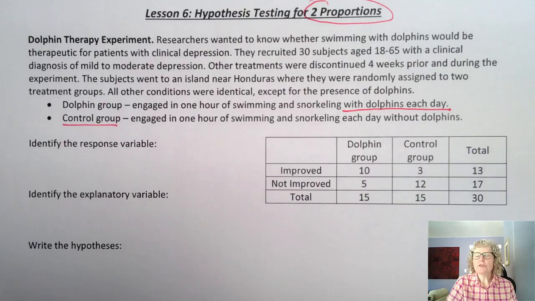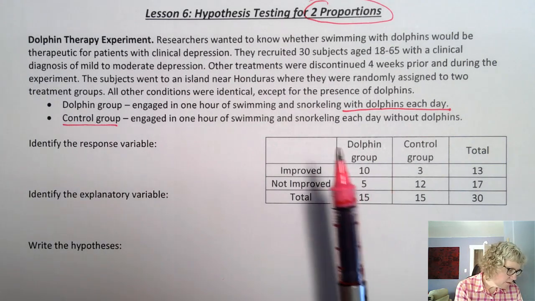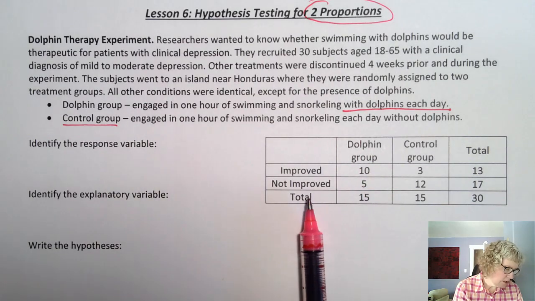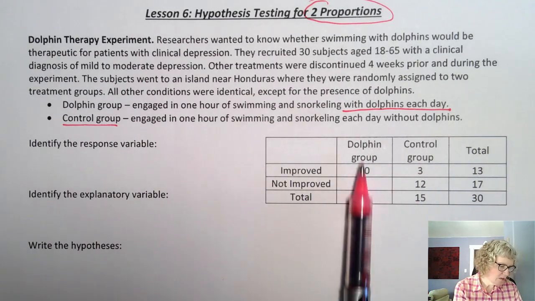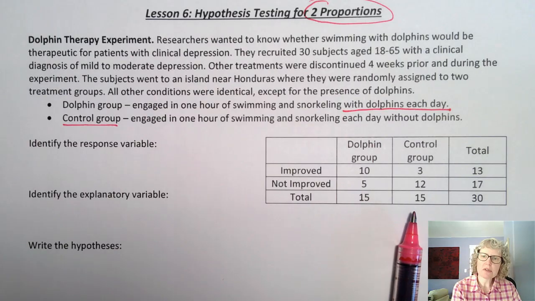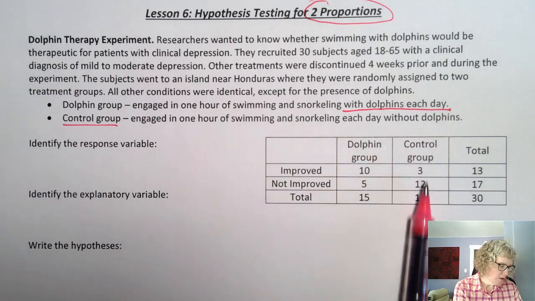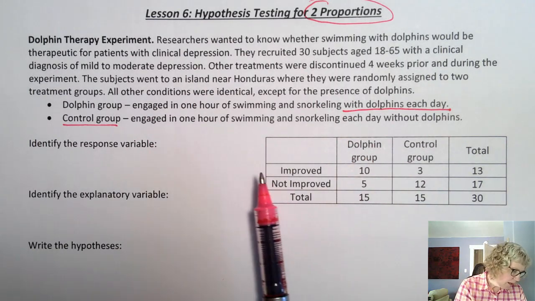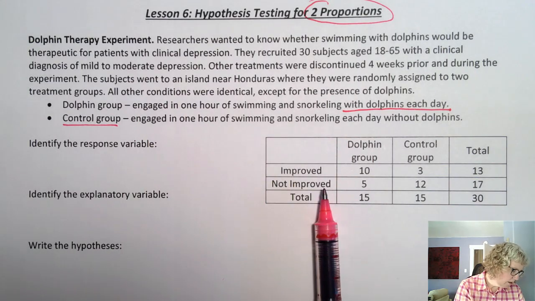Okay, so again, just like last time, we have our data in a table. Let's look at which way, where's the response and where's the explanatory, okay? So what is the outcome, right? So I see our 2 groups. This time our groups are columns. Okay, we have the dolphin group and then the control group. And improved and not improved.